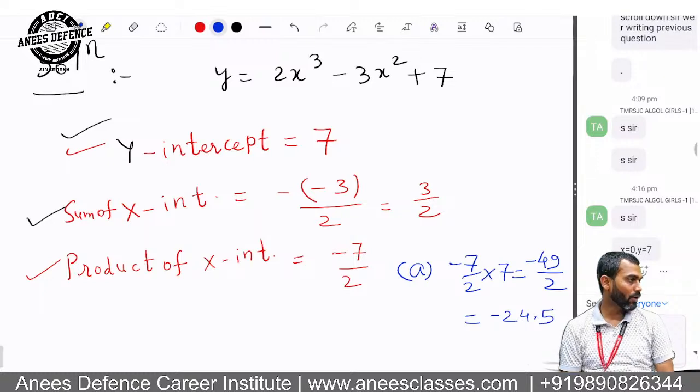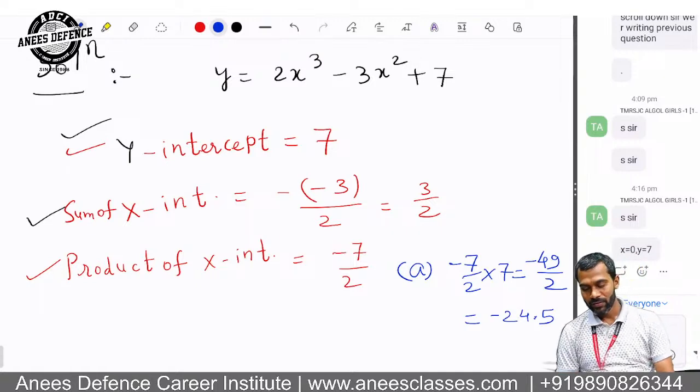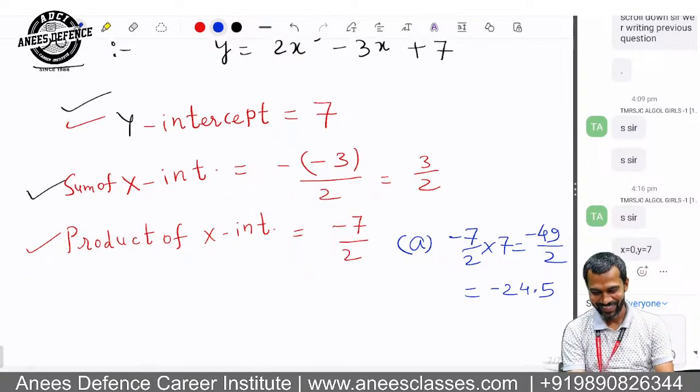What is the GIF of this? 25. What is the fractional part of this? Fractional part of x, minus in the function. It will be 0.5 only, right? 0.5 came in plus, 0.5 came in minus, the fractional part is 0.5.